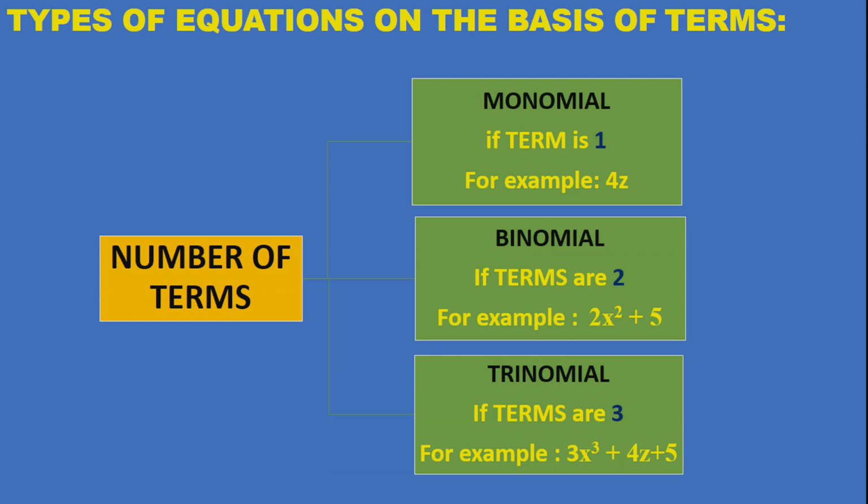Second, if the terms are 2 in the given polynomial, for example, 2x² + 5. As we can see here, 2 terms are given in this polynomial. So this polynomial will be called a binomial. Similarly, if 3 terms are given in the polynomial, 3x³ + 4z + 5, it means 3 terms are there. So this polynomial will be called a trinomial.